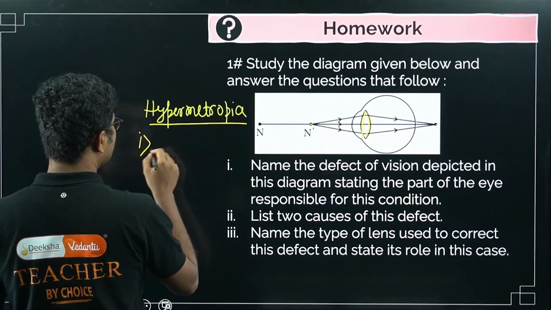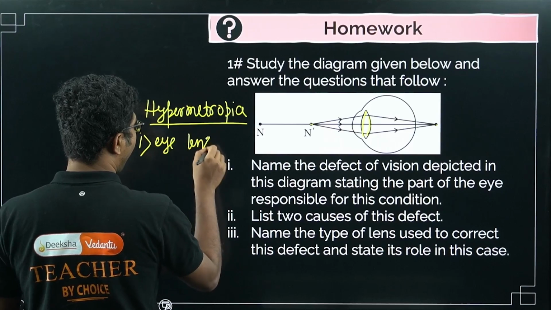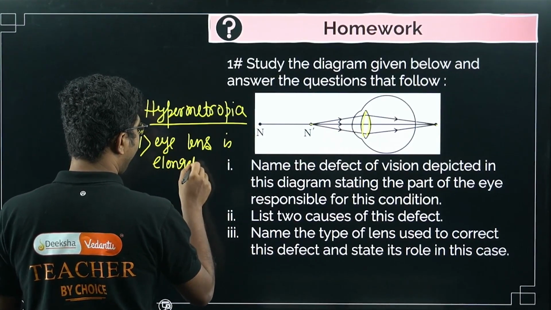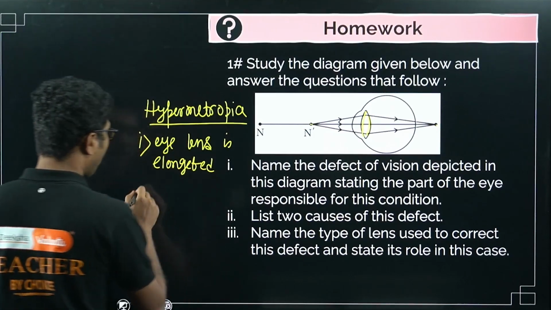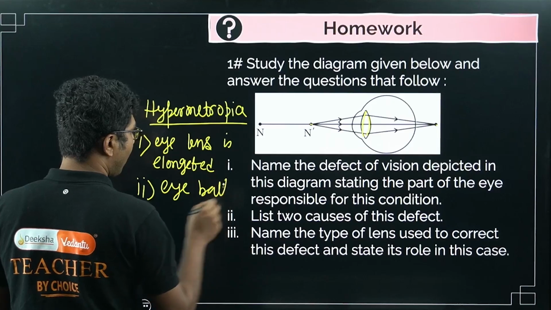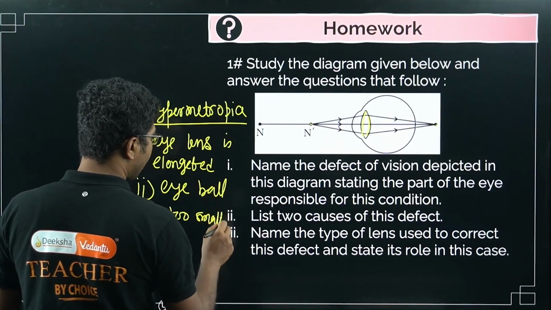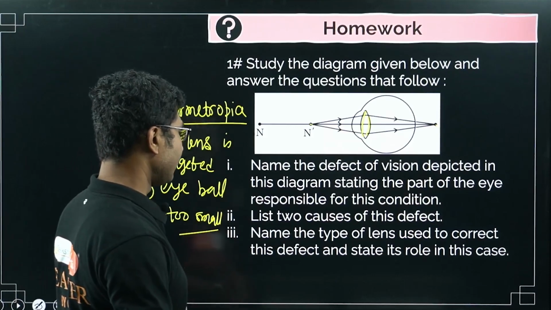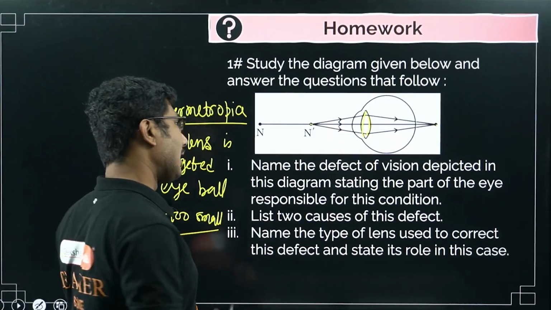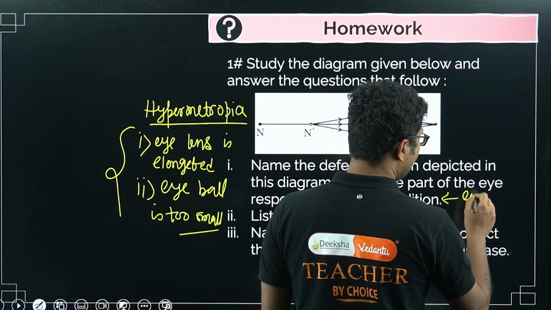Two parts can be responsible. Eye lens is elongated, right, or the eyeball is too small. It is not clear from the diagram, so you can write both of the reasons. Okay, at least two causes for the defect. These are actually causes for the defect. Okay, you can mention in the first part, you can mention eye lens. Okay, only eye lens is sufficient.